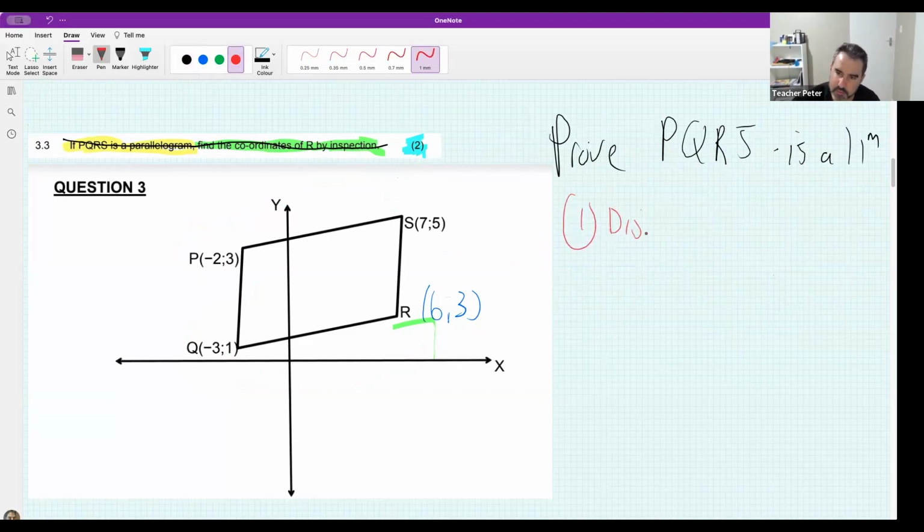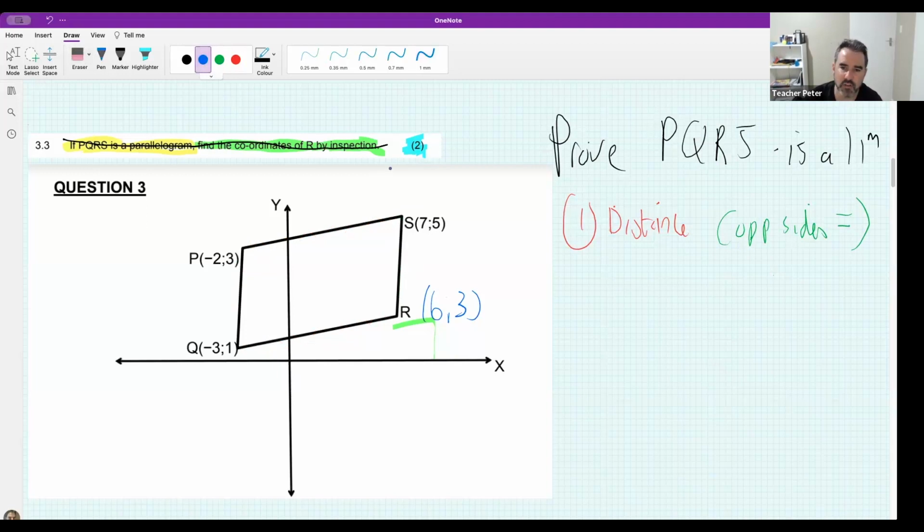The one is to use the distance formula. So show that that side is the same as that side, and that side, let me use a different one, this is the same as that side. If you show the opposite sides are equal, it's a parallelogram, but that takes quite a while.